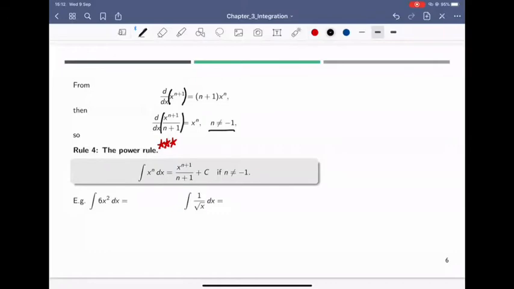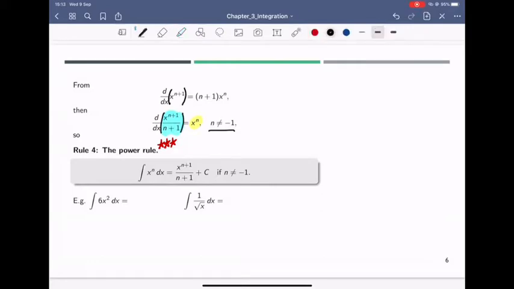And if you think of this formula of the derivative of x to the n plus 1 in terms of integration, that means if you integrate x to the n, you're going to get back the function that I highlighted in light blue plus some constant, right?